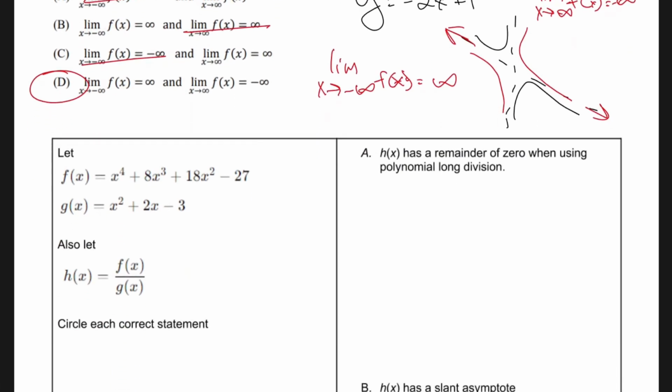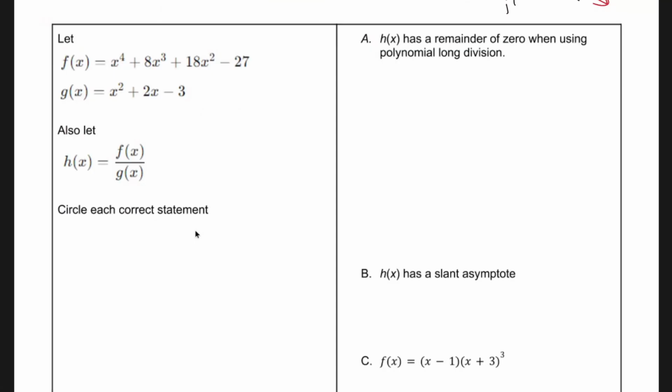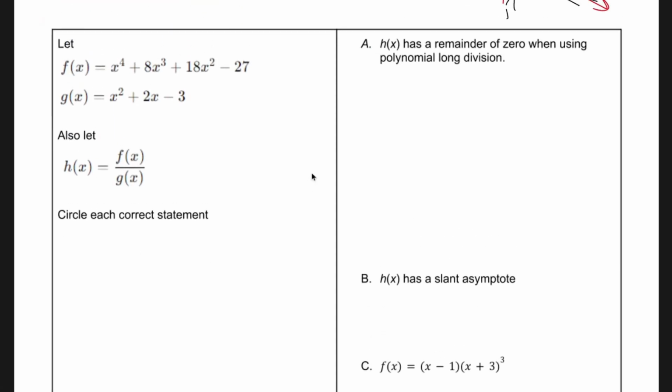Here we go. You ready? F of x is a quartic. G of x is a quadratic. Also, h of x is going to be f of x over g of x. Circle each correct statement. H of x has a remainder of 0 when using polynomial long division. All right, let's find out.